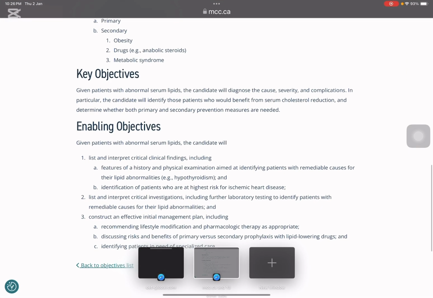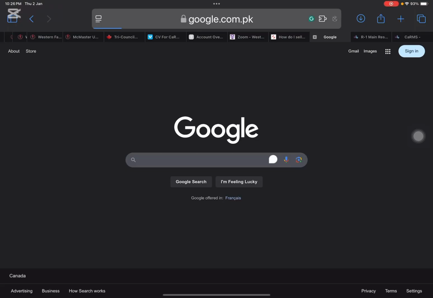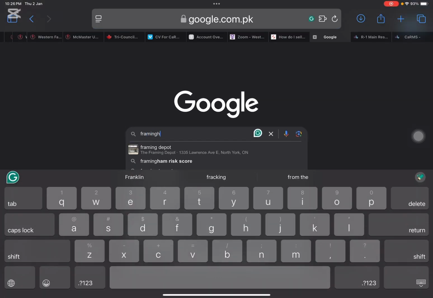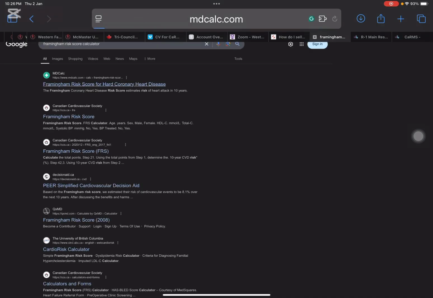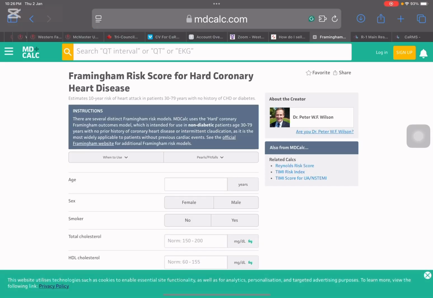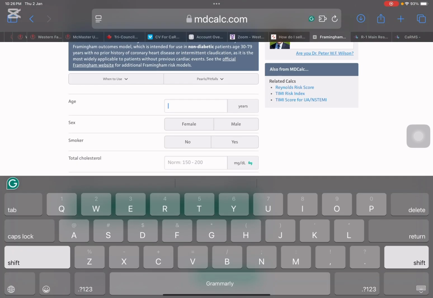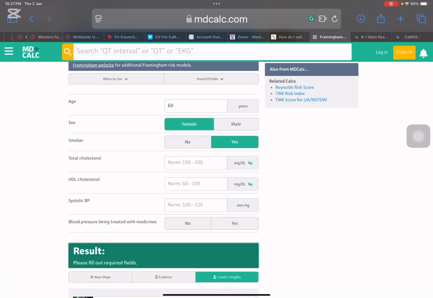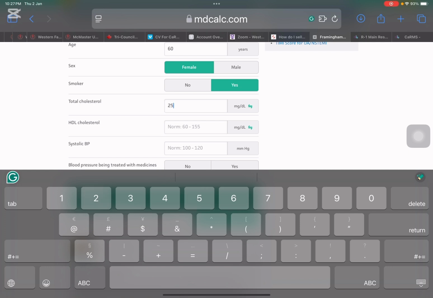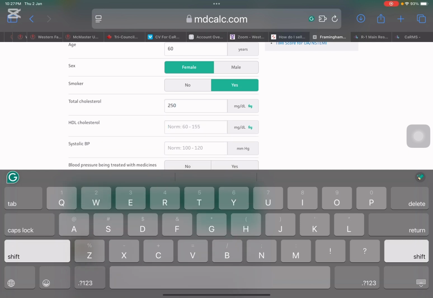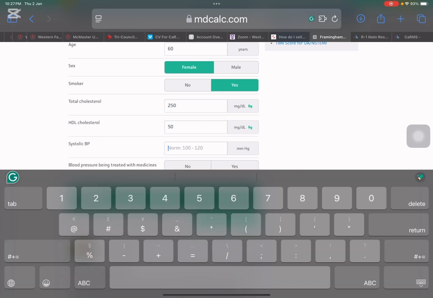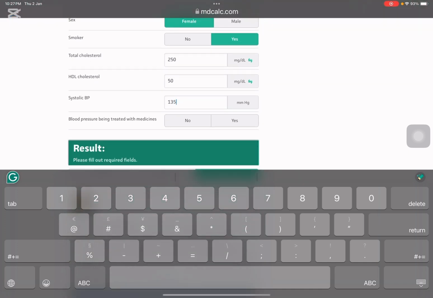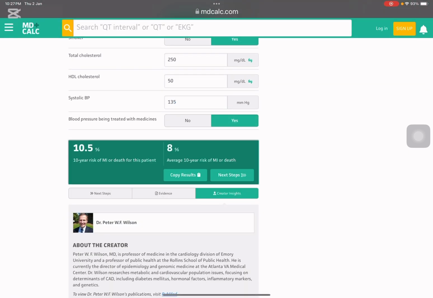Let me show you exactly how this calculator looks. This is the Framingham risk score calculator. This is practically a calculator that we are using in the clinical setup. So let's say a patient is a 60-year-old female. Yes, she smokes. Her total cholesterol is, let's say, 250. Her LDL is, let's say, 50. Her systolic blood pressure is 135. Blood pressure treated with medication, yes. So her FRS risk score is 8%.